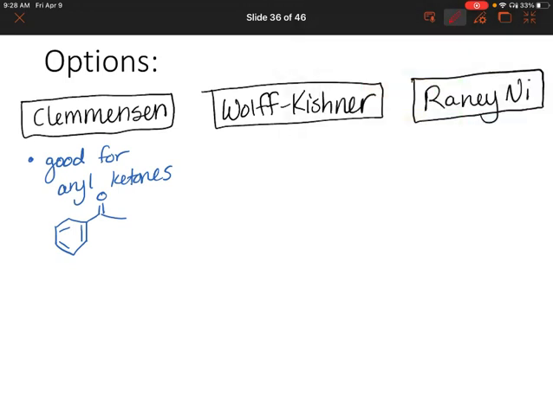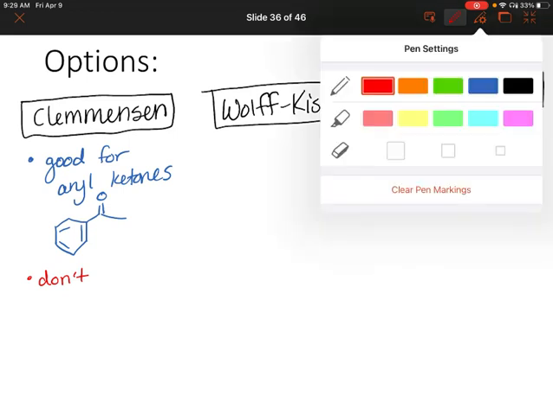But Clemmensen reductions don't work for anything that's sensitive to acids. So that would be any functional group that could easily react with an acid. Or let's say doesn't work.